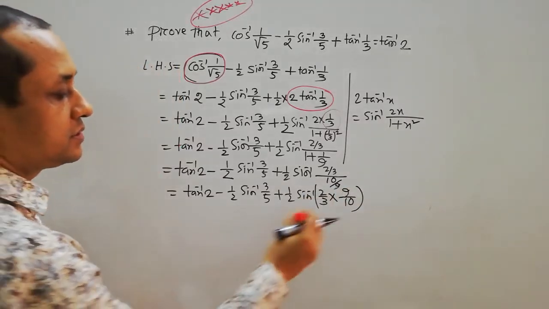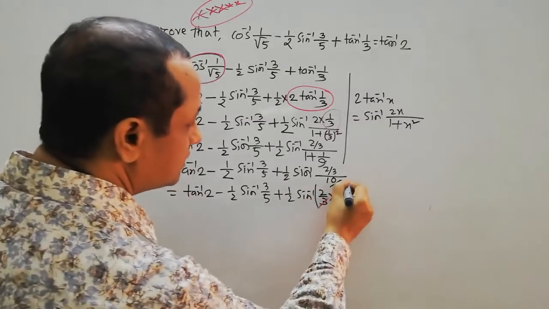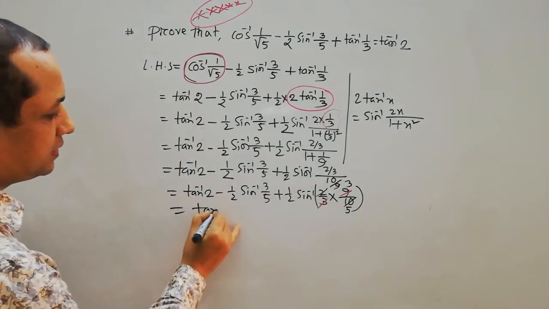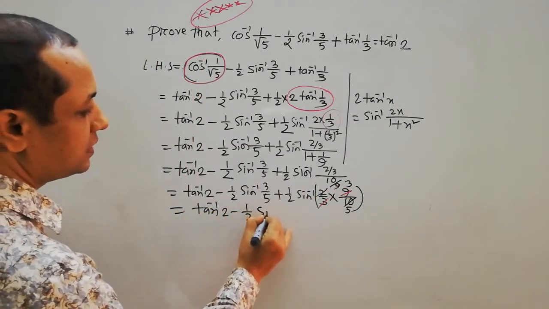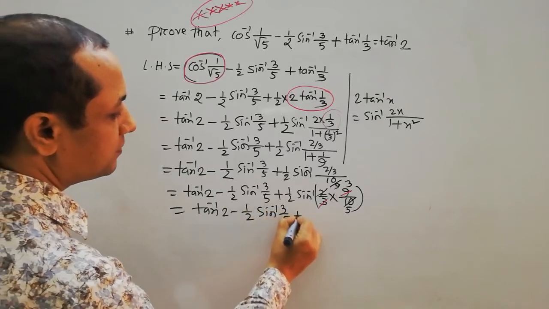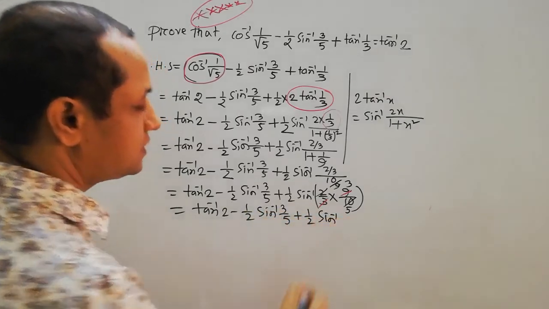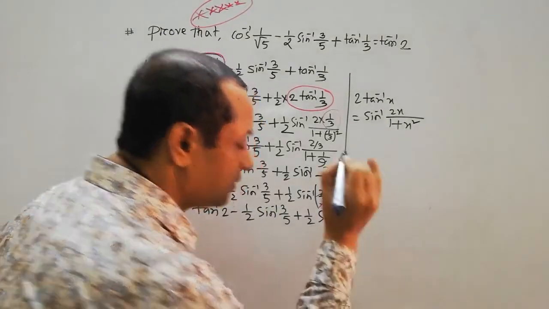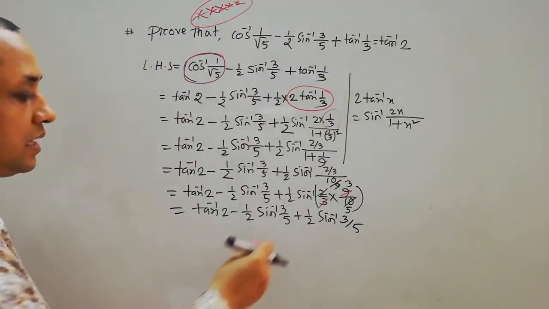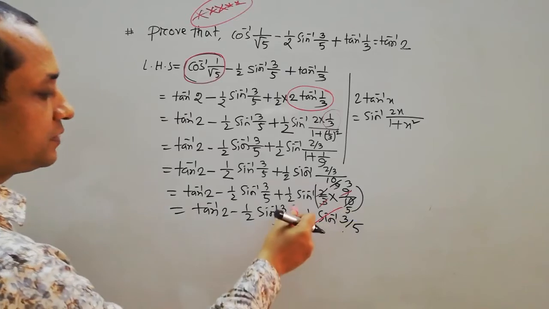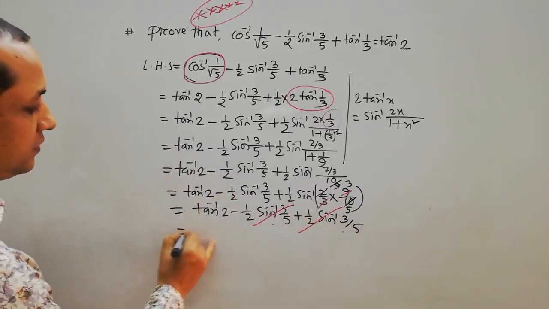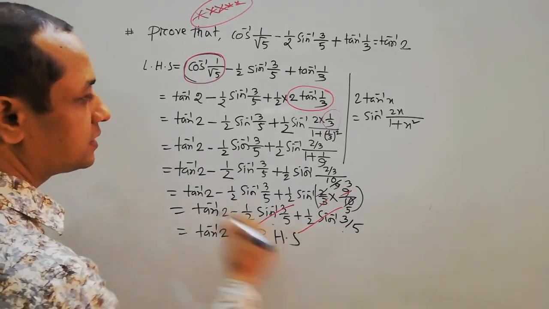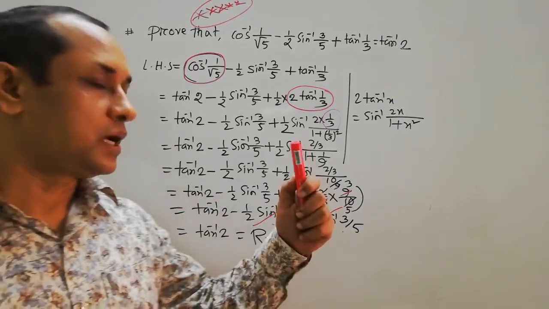Then 3 and 9 cancel, we get 3, and 2 and 10 cancel, we get 5. So we get half sine inverse 3 by 5 plus half sine inverse 3 by 5. Half sine inverse 3 by 5 cancels with the other. Then we get tan inverse 2 equals the right hand side. So I hope you are clear.